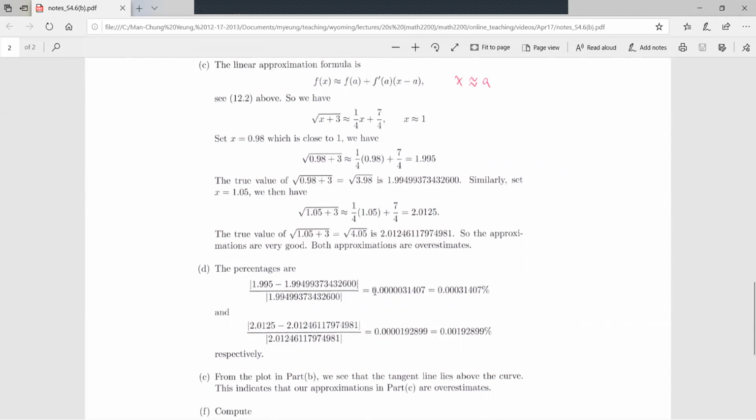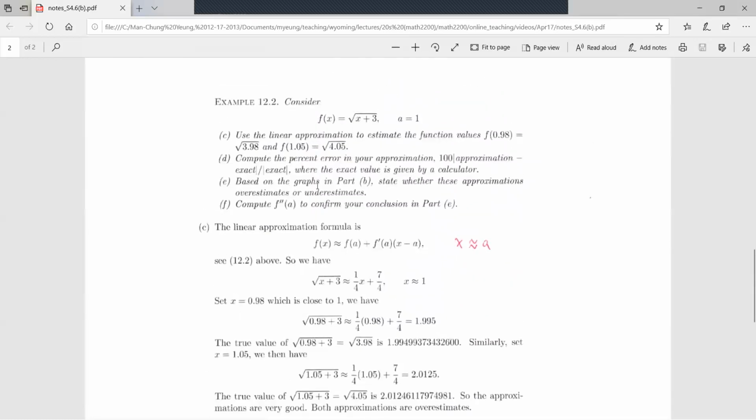And translate this number into percentage. Then we get the percentage is this. The percentage is very small. That means this estimate is very good. This is a very good approximation to the exact value. For this estimate, similarly, we can compute its percentage error. The answer is this, and also very small. This is part D. Now, part E.